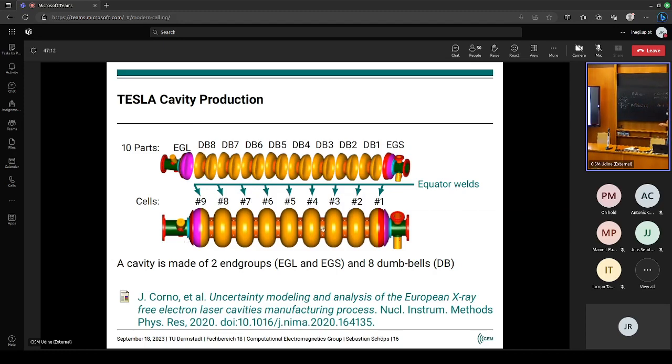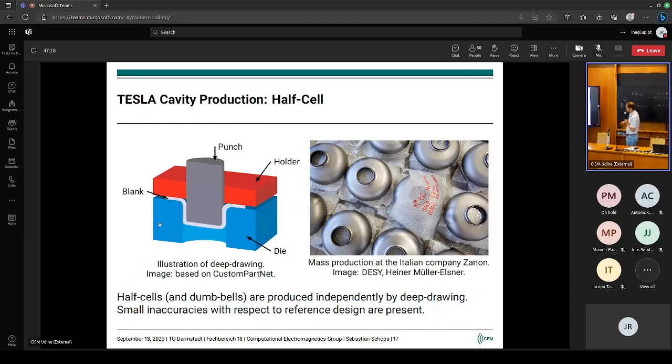So this is the final cavity, and it's created by so-called dumbbells, right? And then dump belts. So they are then welded to each other, and then this shape is created. And we really tried to mimic this process. So these metal pieces are created by a deep drawing process. So that's a simple picture illustrating that.